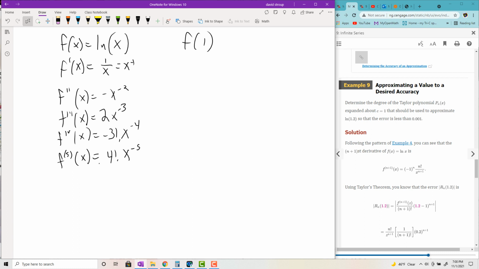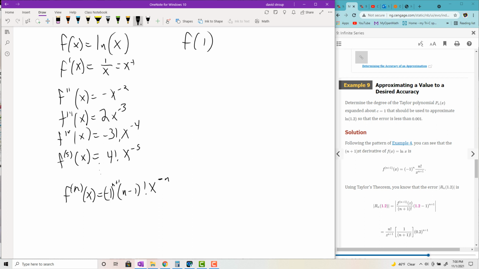So you can see the pattern emerging, right? The nth derivative is going to be n minus 1 factorial. With the fifth derivative, you get 4 factorial. The fourth derivative, you get 3 factorial. The third derivative, you get 2 factorial. So we're going to have an n minus 1 factorial, and then x to the negative n. And then there's a negative oscillating, right? So we get negative 1, and when it's even, it's negative. So we want n plus 1.